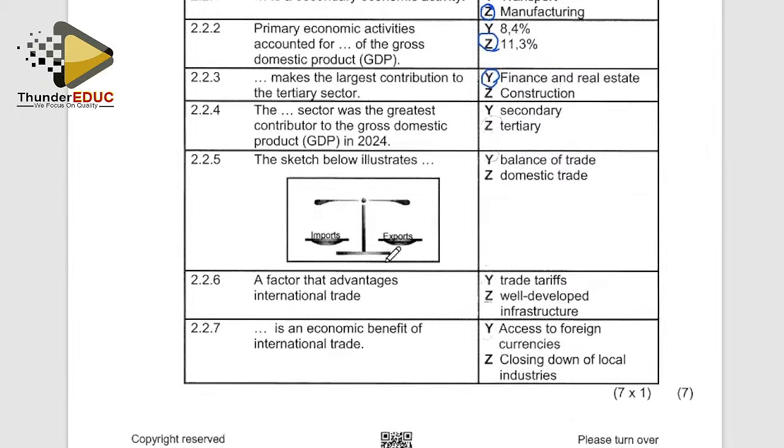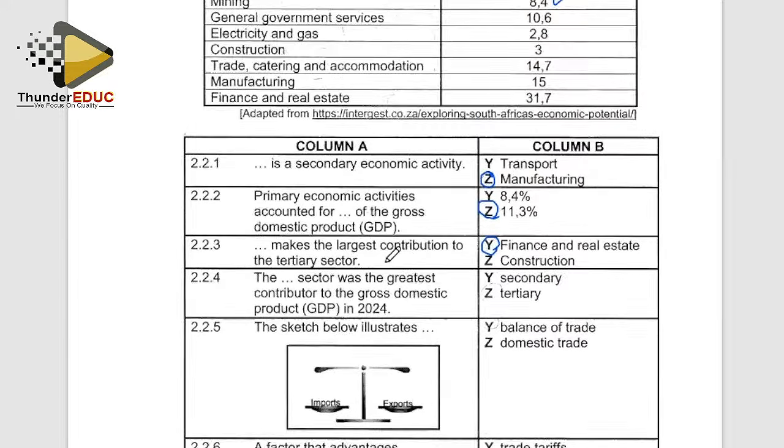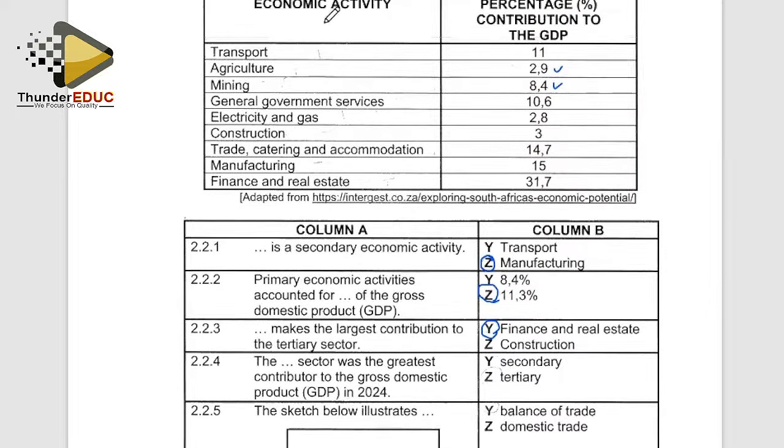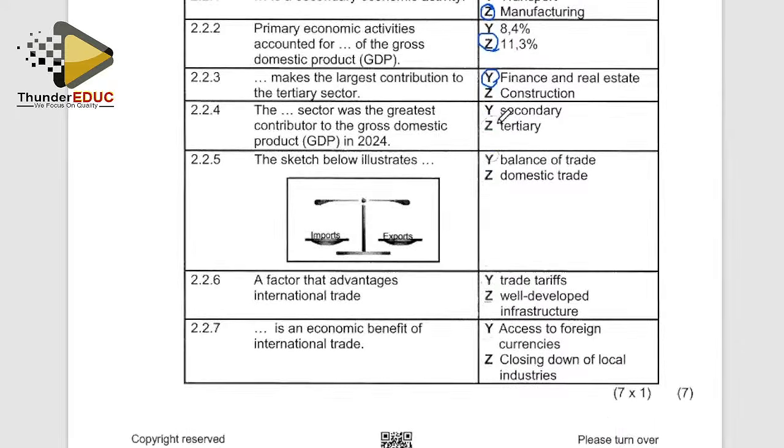The dash sector was the greatest contributor to the GDP in 2024. We just have to look at 2024 and look at the sectors here. We find that finance and real estate is tertiary, trade and catering is tertiary, with 14 and 31. There's no other figure bigger than 31, which means the highest contribution came from tertiary.